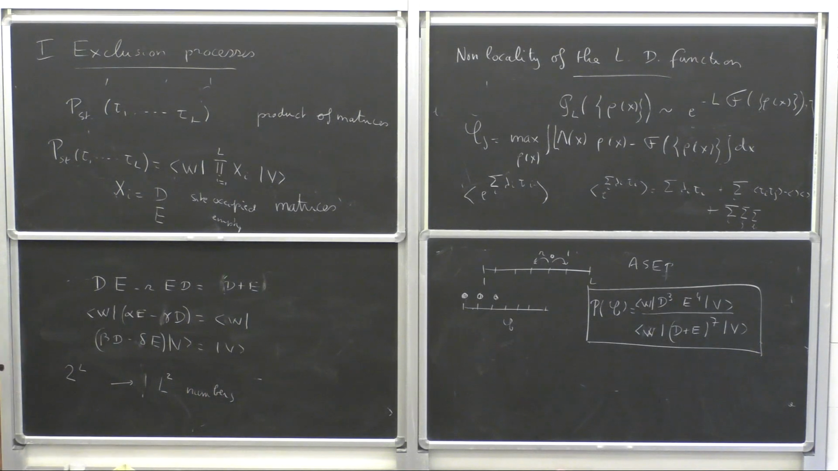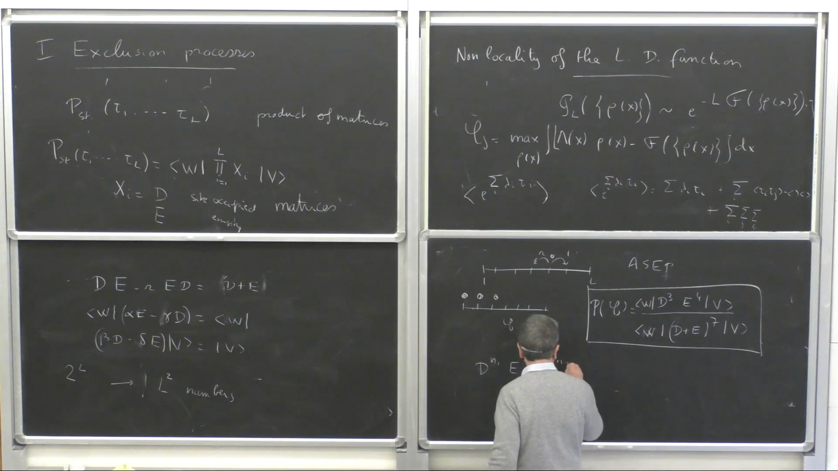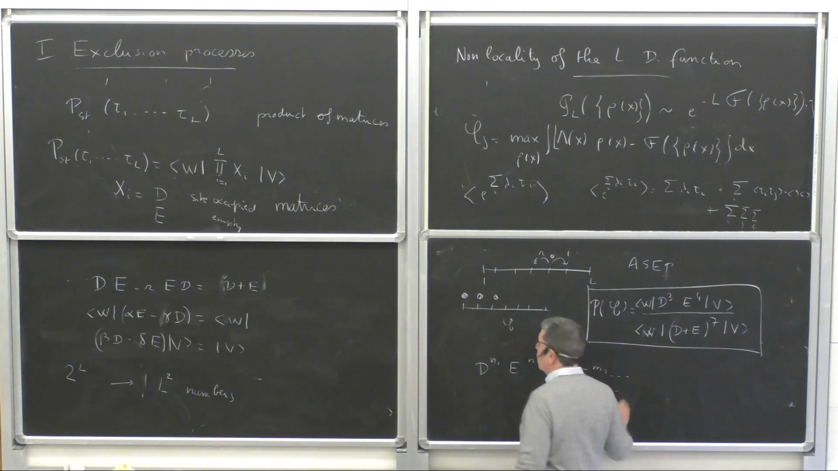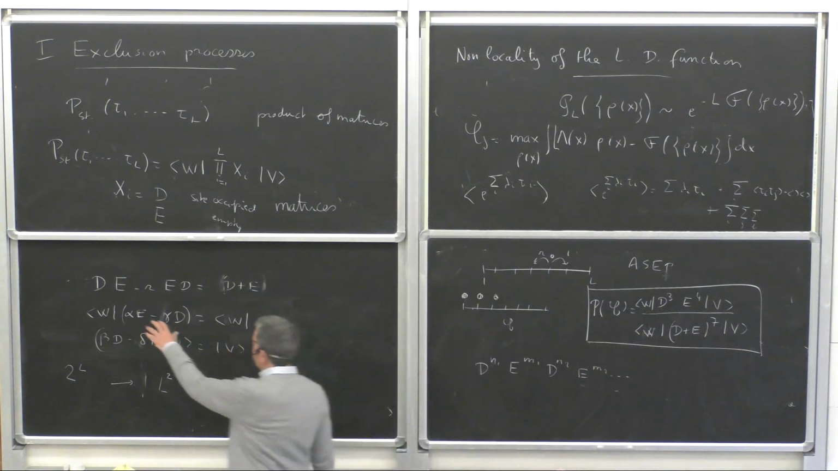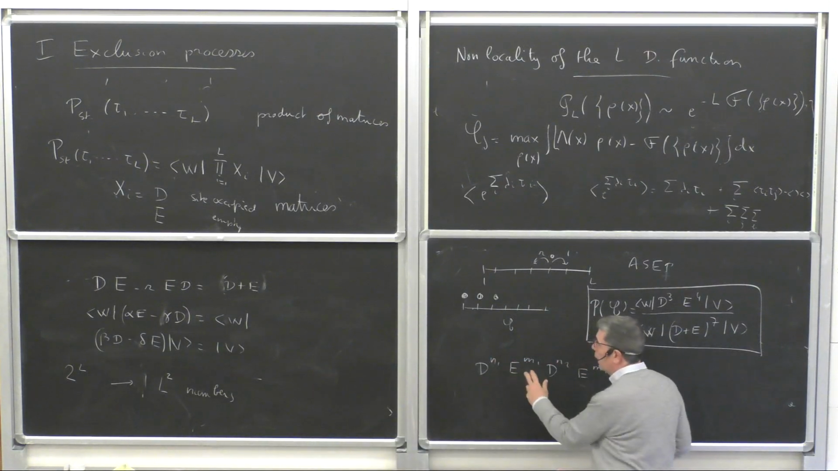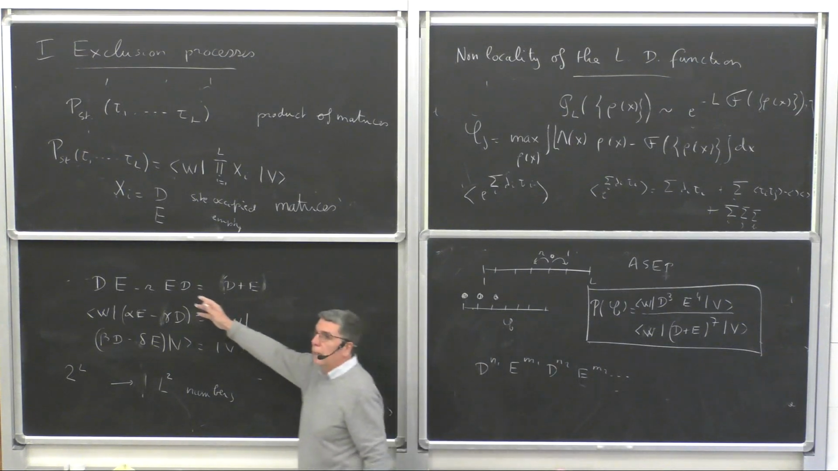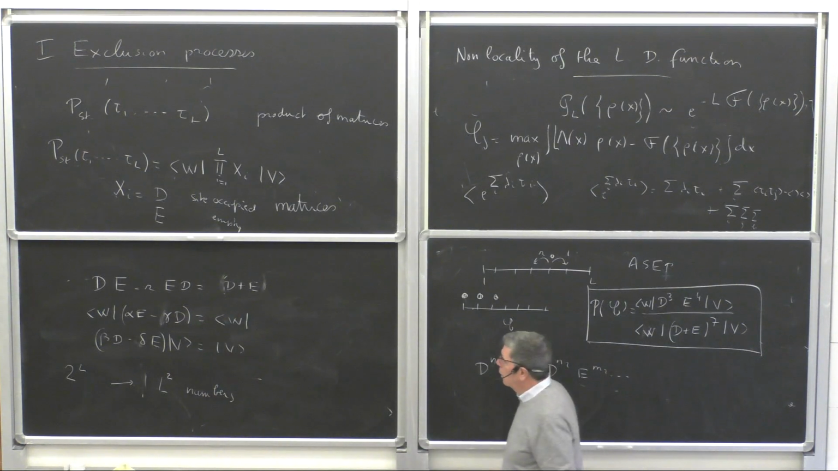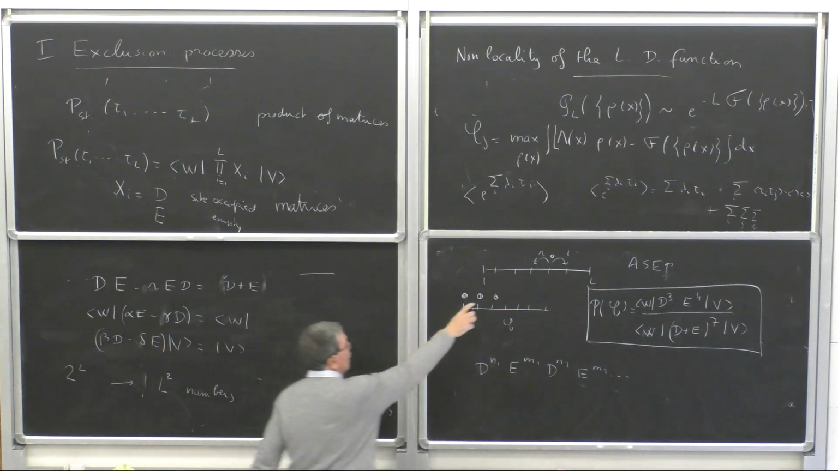Why is it so? If I have an arbitrary configuration, it would be D^N1, E^M1, D^N2, E^M2, and so on. And because of this rule, whatever word I have, each time I have a D in front of an E, I can switch them. What's the factor in front of ED over there? R is just this rate here.